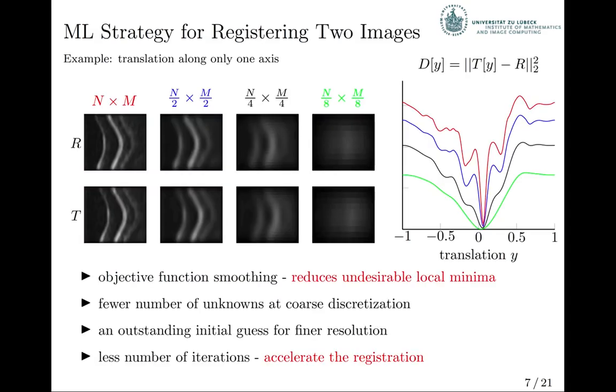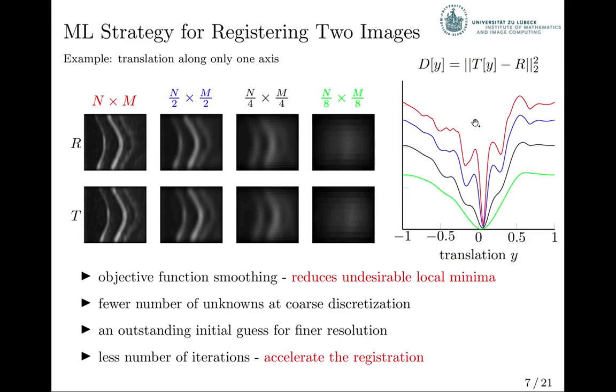In order to illustrate this behavior, I am taking these two images, R and T. We smooth the images and then discretize by a factor of 4, and this is how we build up a hierarchy of images from left to right. As we go from left to right, the images are getting smoother and represented at a coarser resolution. On the right-hand side, you see the objective function plot corresponding to this image set.